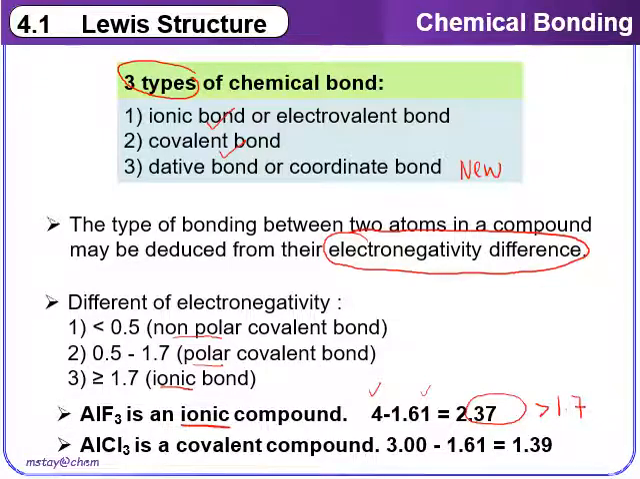Now let's take the example for aluminium chloride. Electronegativity for chlorine is 3, while aluminium is still 1.61, so we get 1.39. In this case, we know the difference is less than 1.7, so it is a covalent bond. But if we want to be more specific, whether polar or non-polar covalent bond, because this one is more than 0.5, it is a polar covalent compound.